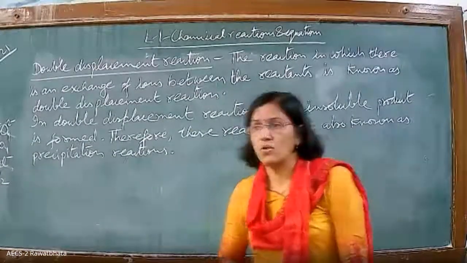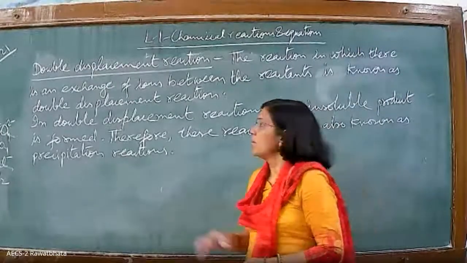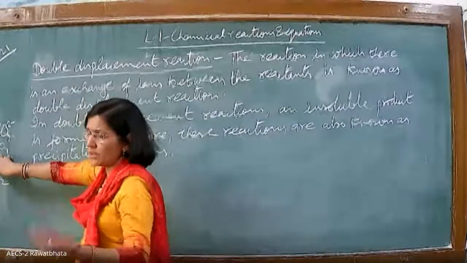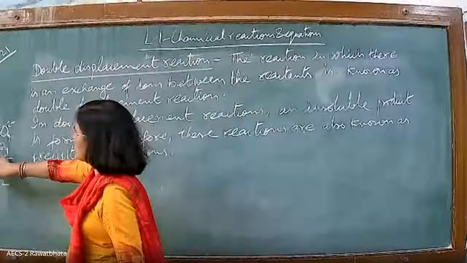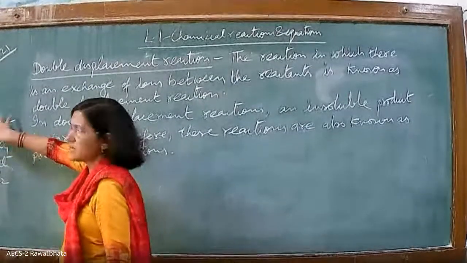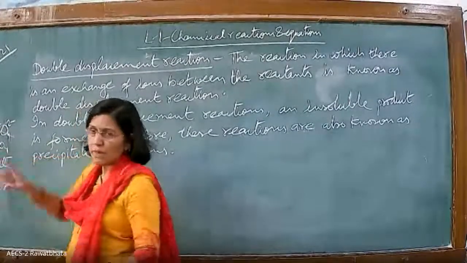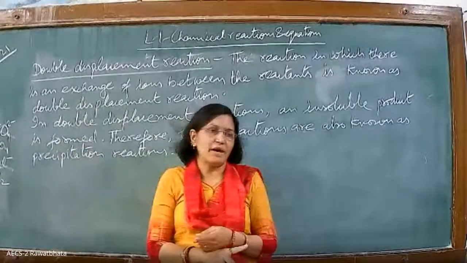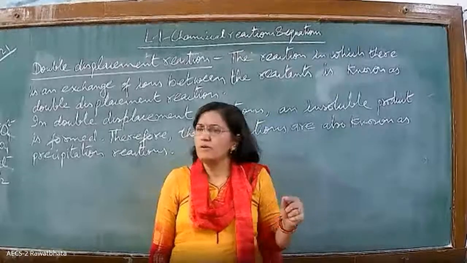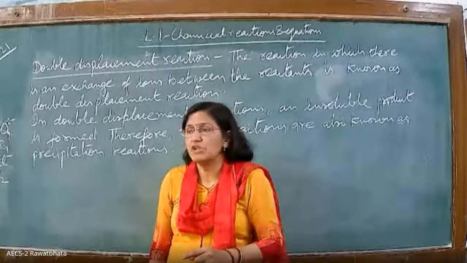That is, you can always say that there is an exchange of negatively charged multi-atomic ions. Meaning that this ion which was there with barium before the reaction, after the reaction it goes and sticks to sodium. And sodium had which ion? Sulfate. That comes and sticks to barium. They have exchanged their partners, and in the result of course a precipitate is formed. An insoluble product formed which settled down. So therefore such reactions are also known as precipitation reactions.